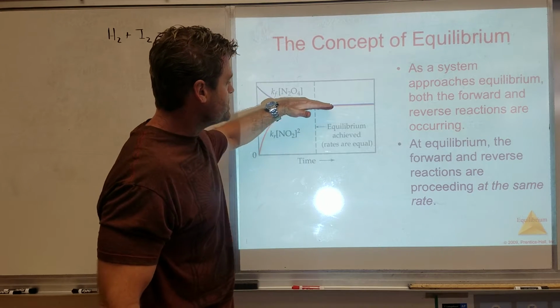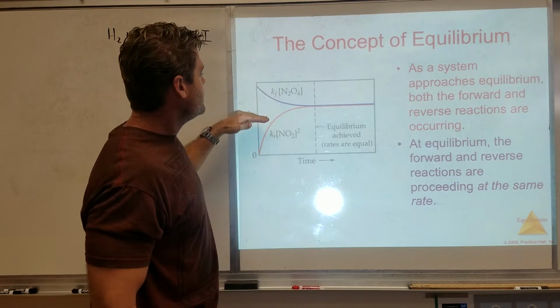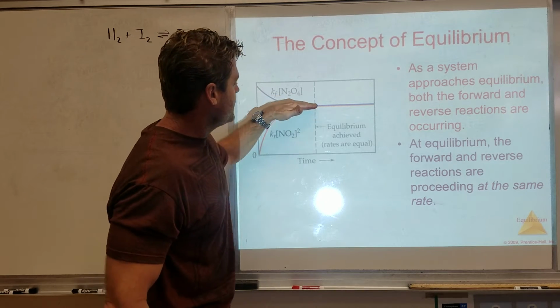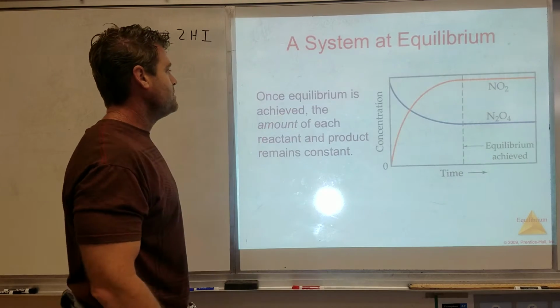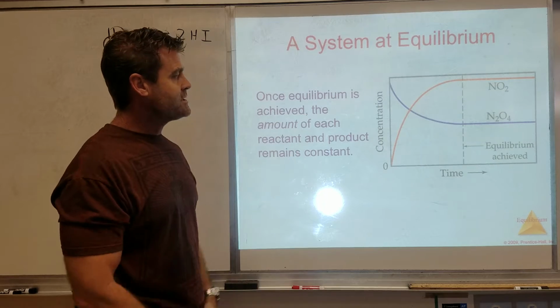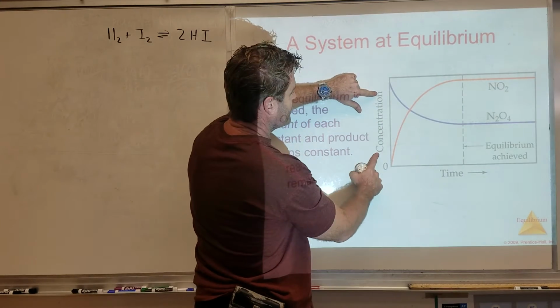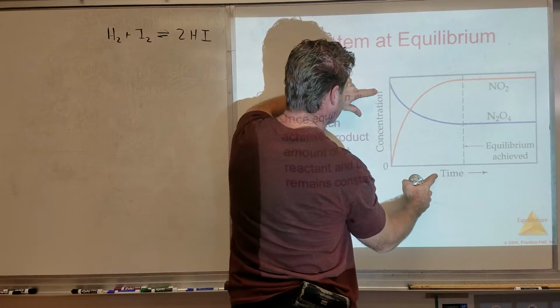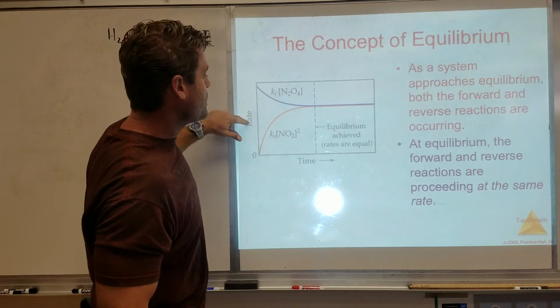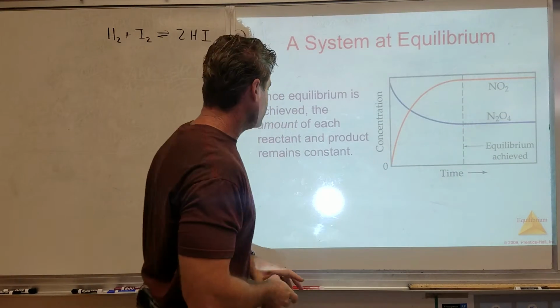And you'll notice, so then the rate just proceeds. The rate of the forward reaction and the rate of the reverse are at the same speed. Now, you guys, the reason why this graph looks different, notice the vertical axis here. Now it's concentration over time. Before, you guys remember it was rate over time. Now it's concentration over time.